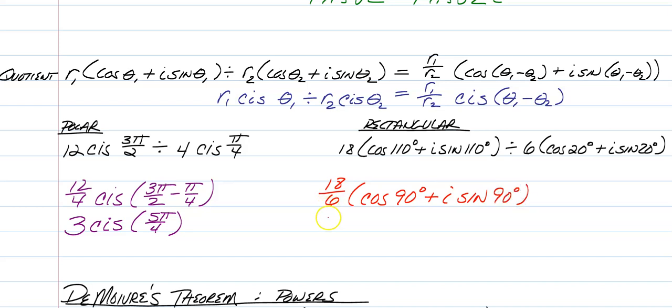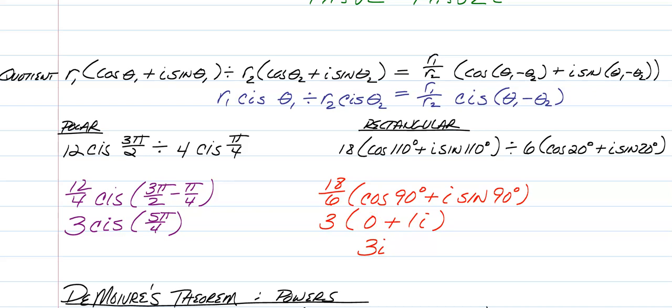18 divided by 6 last time I checked was 3. What is the cosine of 90? Remember, the cosine of 90 on the unit circle is 0. Plus, what is the sine of 90? The sine of 90 is 1, so this is 1i. And all we have to do is distribute this. 3 times 0 is 0, so our final answer is just 3i. That's it. That's it for doing the quotient.